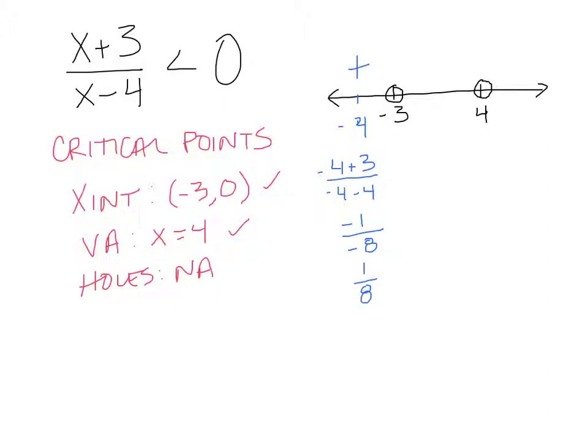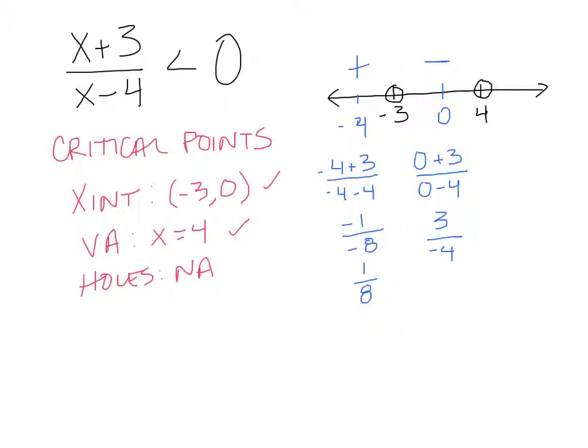Really, I don't care what the value is, I just care that it's positive, and I'm going to mark that on my number line. Now I'm going to choose a test point in between -3 and 4 to find out what happens on this interval. I'm going to choose 0. I usually choose 0 because it's the easiest one to work with. So I have 0 plus 3 over 0 minus 4. I have 3 over -4, which is a negative number, -3/4. So that interval is negative.